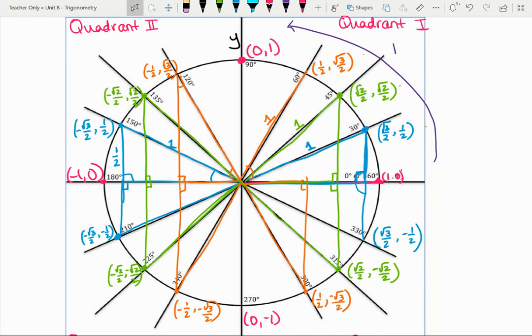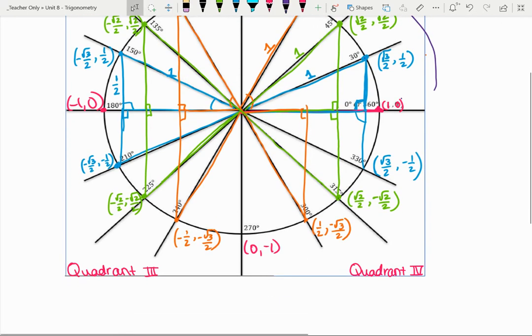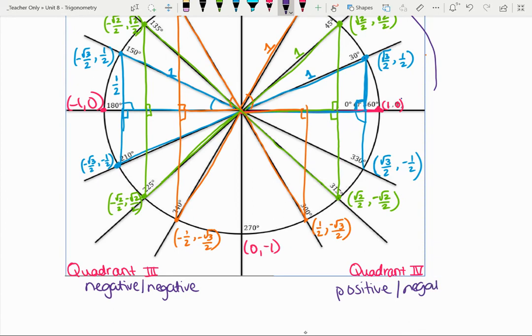So in quadrant one, both values are positive. The x and the y coordinates are positive values. In quadrant two, our x coordinates are negative and our y coordinates are positive. In quadrant three, both are negative, because they're both in negative x and negative y. And in quadrant four, we have positive x values and negative y values.